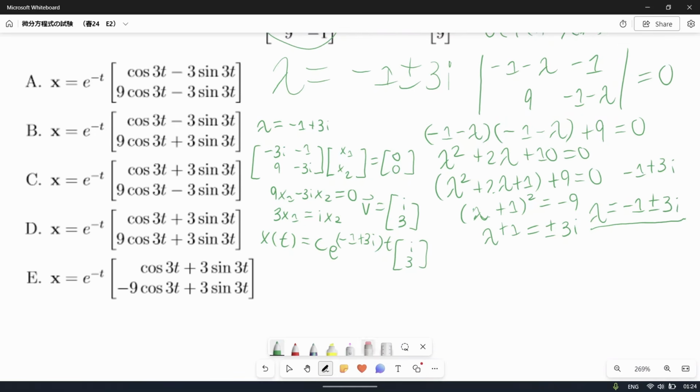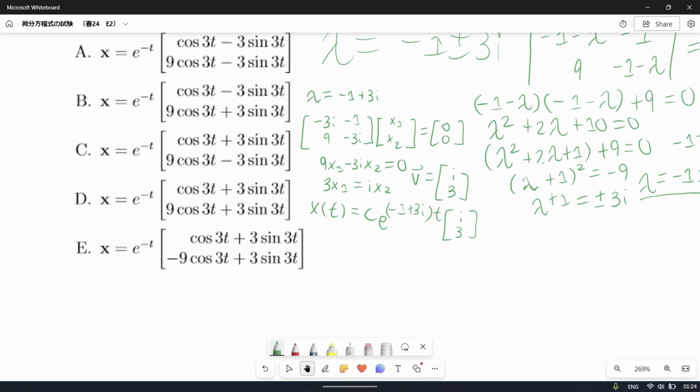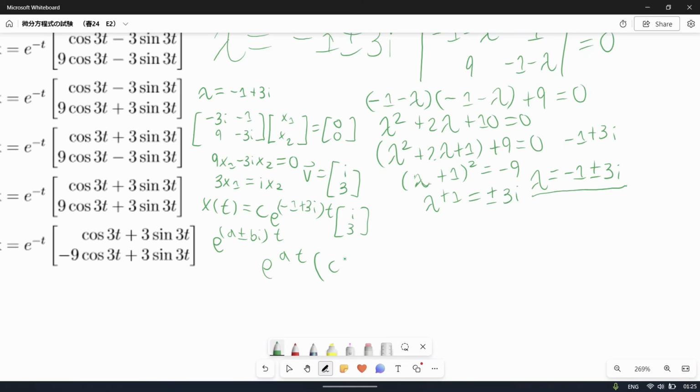So this is where Euler's identity comes in. We know that e to the (a plus or minus bi)t can be rewritten by separating the real part from the complex part. So you end up with e to the a t times cosine of bt plus i sine of bt, where a is the real part and b is the imaginary part.